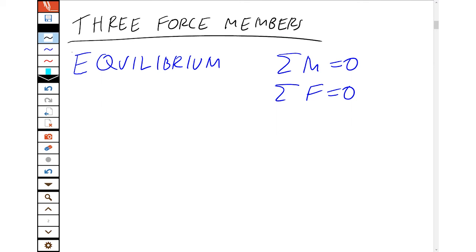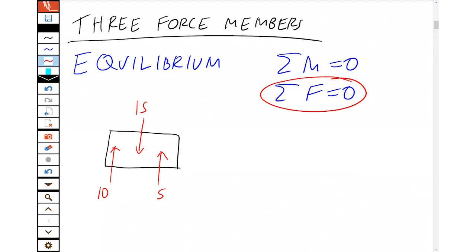Now, if we have an object with only 3 forces acting on it, there's only two ways that can happen. One way is if all the forces are parallel and anti-parallel, and they're exactly balanced. So for example, you might have 10 up, 5 up, and 15 down. That way, the forces all cancel out, and because they're all pushing along the same axis, the moments cancel out to 0.